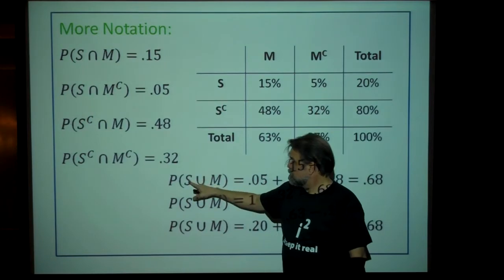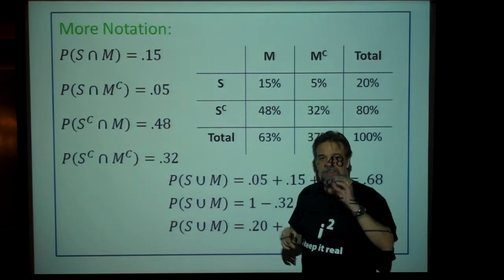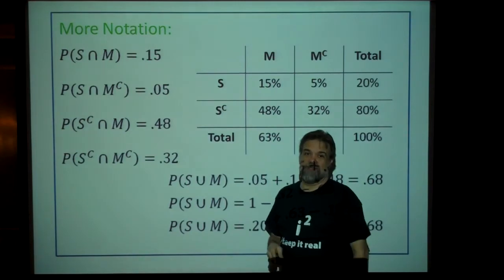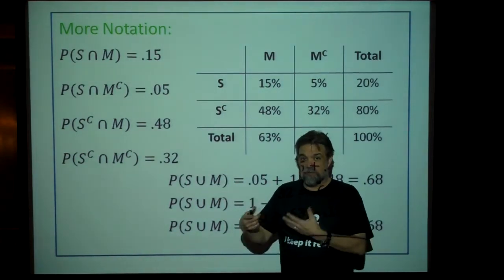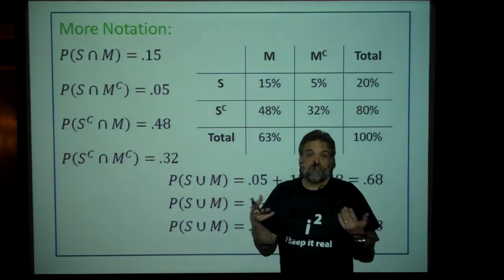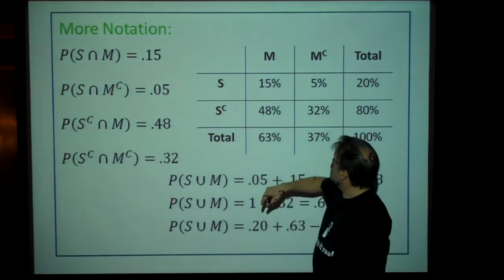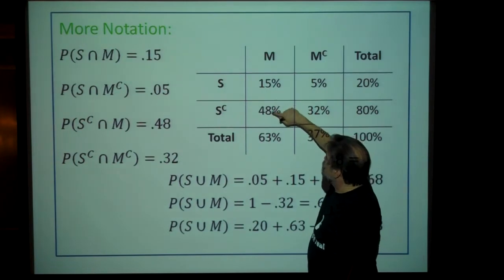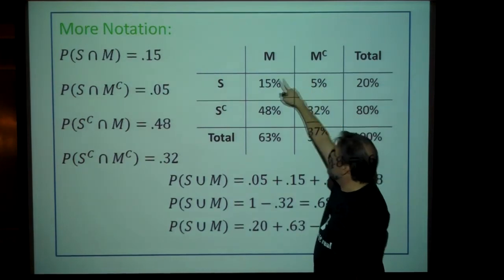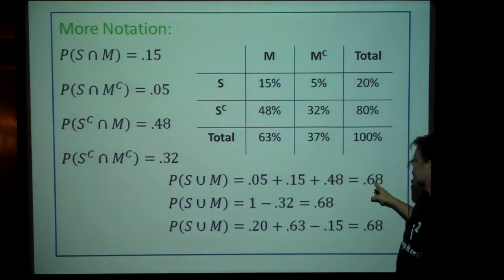The probability that the person plays soccer or plays a musical instrument. So that means if you play soccer, you're in this group. If you play a musical instrument, you're in this group. If you do both, you're in this group. That probability is, well, I would just take my musicians who don't play soccer, my musicians who do play soccer, and my soccer players who don't play music, and I would just add those up, right? So I'm going to have 5% plus 15% plus 48%, and I get 68%.